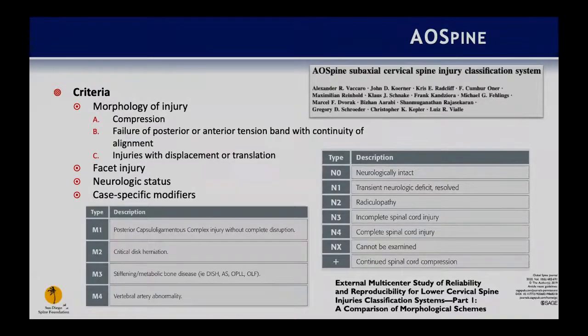So this initially, again, their initial study showed some great reliability and reproducibility, less so in some of the more rare subtypes. And then a recent, in the bottom right-hand corner, 2020 in September article, again demonstrated improved reliability of the AO Spine classification compared to some of the earlier ones.